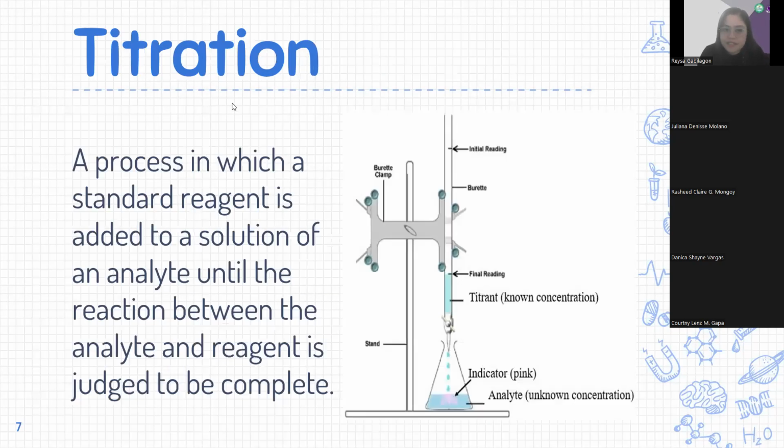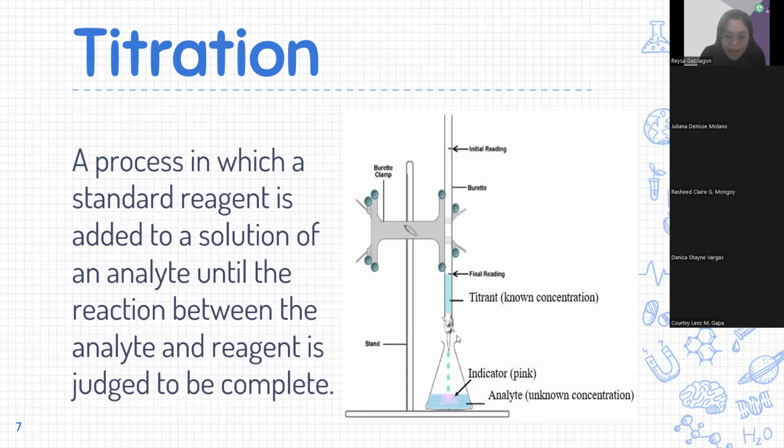So ito yung process ngayon, the titration process in which you have a standard reagent added to a solution of analyte. Yung analyte class, most of the time, nandyan siya sa Erlenmeyer flask, except for cases na gagamit tayo ng primary standard. So, gagamit tayo ng standard reagent na ilalagay natin class sa burette. And then we will do the titration until it will be completed.